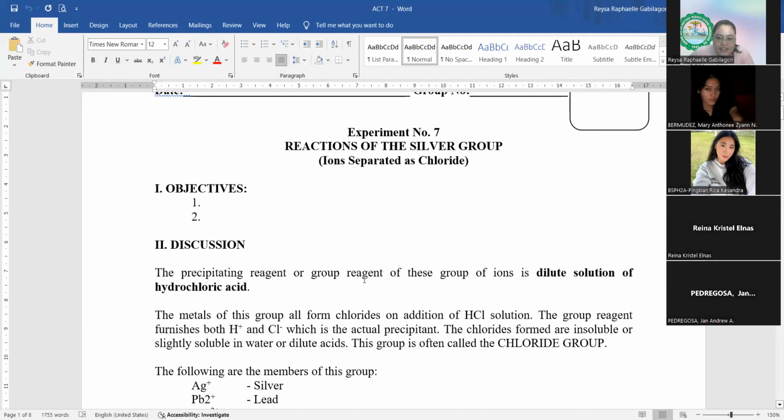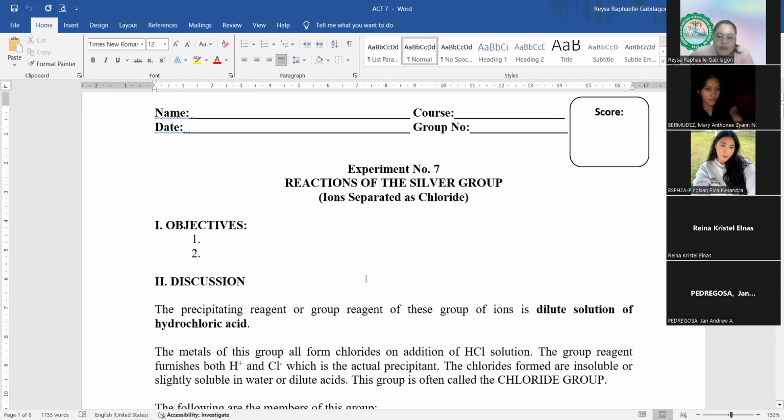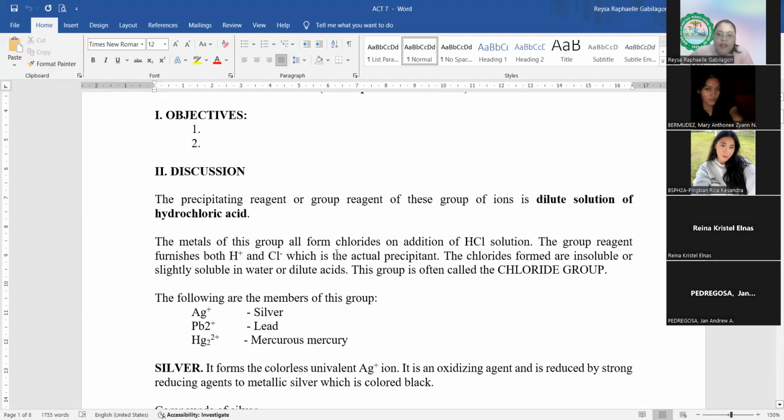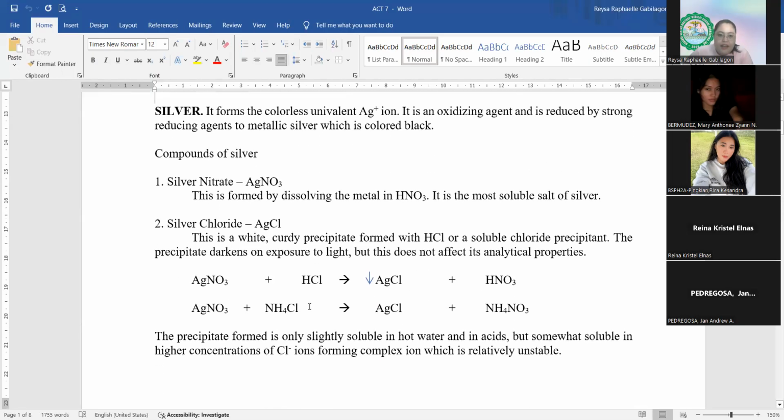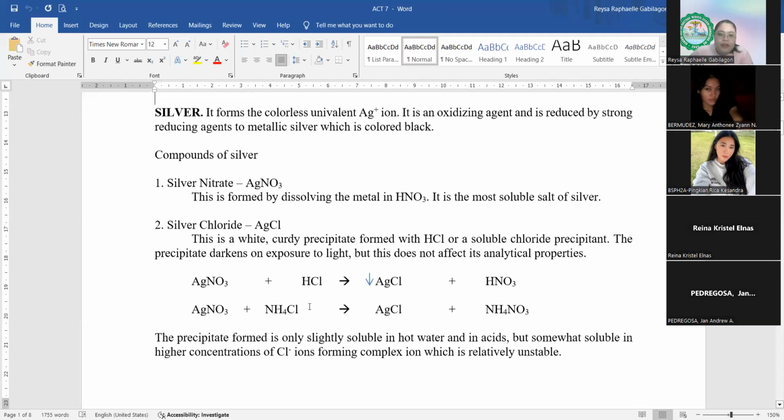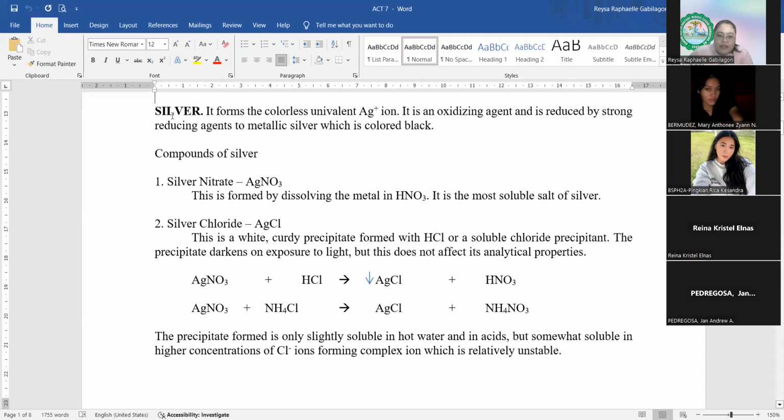So again, this silver group, or our chloride group, whose precipitating reagent is hydrochloric acid, has three members. Silver, the first member of this group, is a univalent ion. When we say univalent, it has only one charge. Silver is really just positive 1.